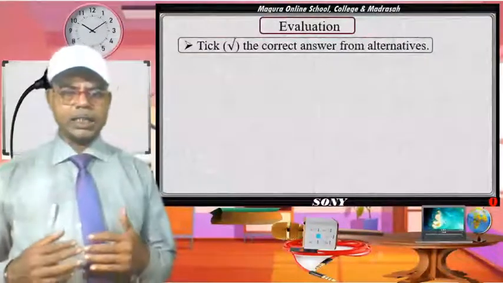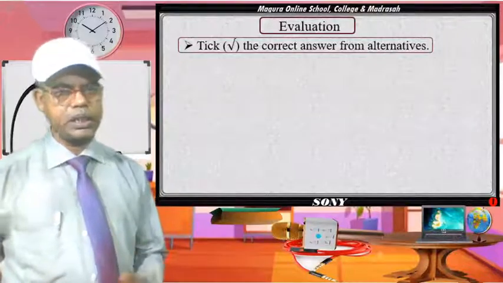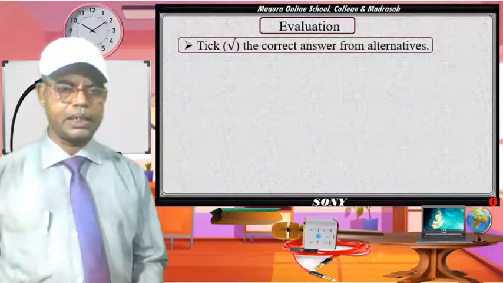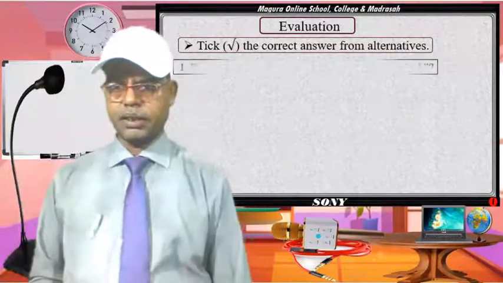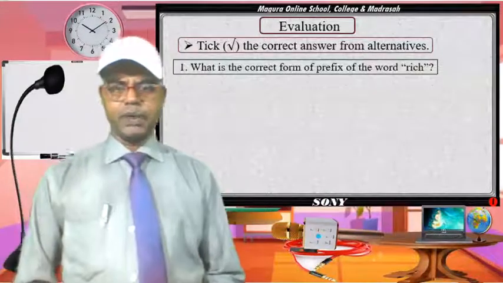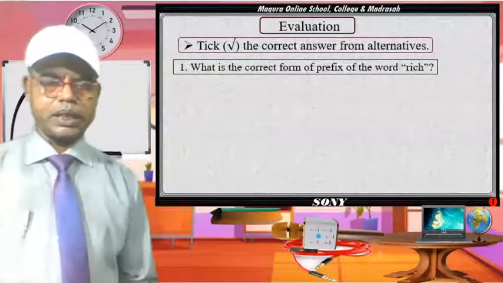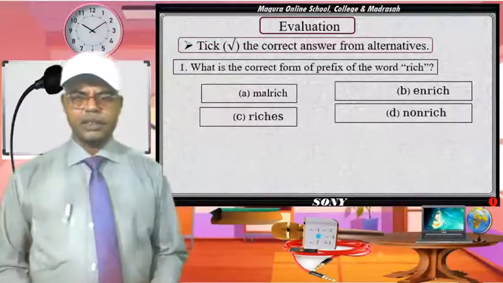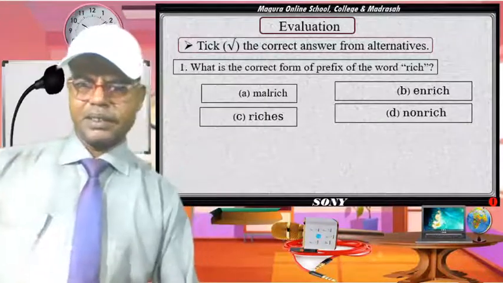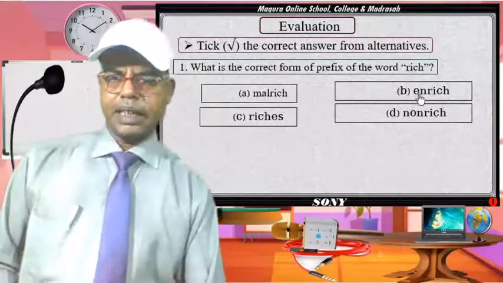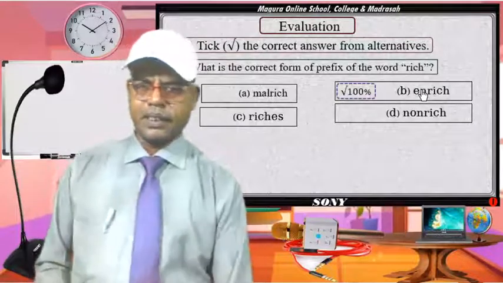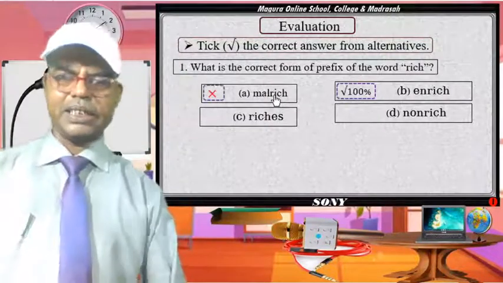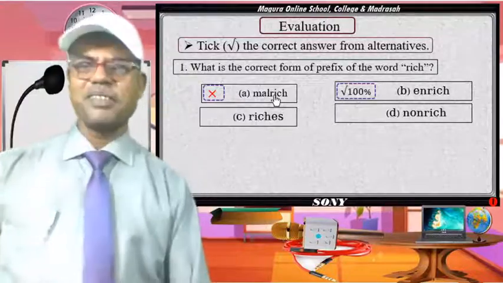Now I want to evaluate whether you can understand or learn my topic, my lesson, clearly or not. First one. What is the name of the prefix of the word this? Here are four options. You see? So right. You say right. Enrich. Correct. If you make a mistake, suppose malrace, then it will say sorry, try again. Okay, fine.